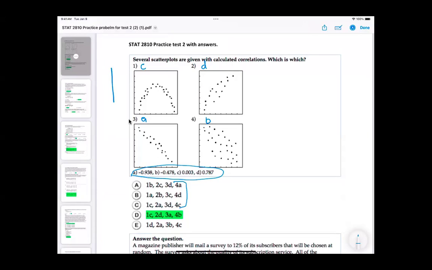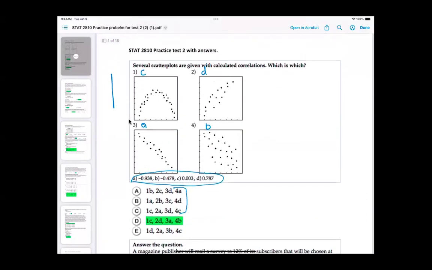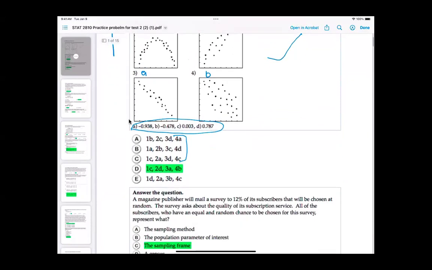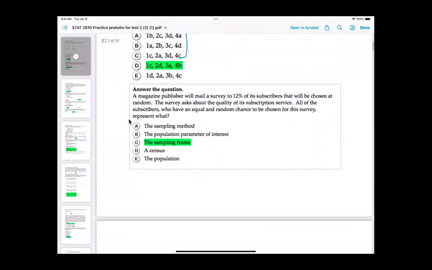So I always recommend that try to get the easier ones first, and then you can eliminate most of the possible answers. Does that make sense? Any question on that? Okay, let's skip to the next one. So we've done this one. Let's get to the second one.